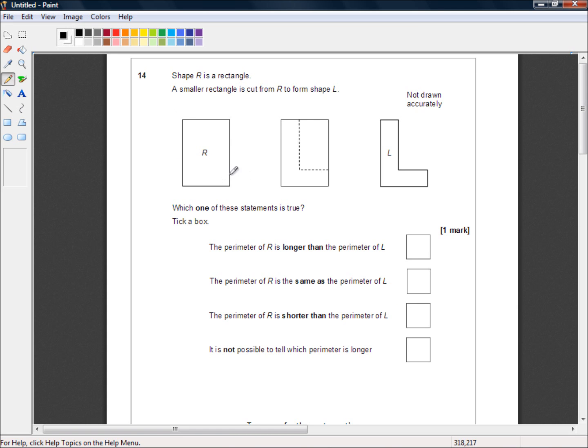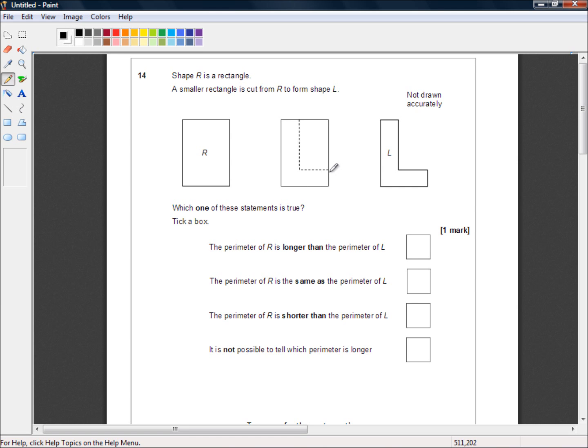We've got R, and we've chopped this little bit out, and we're left with L. Now, has that affected the perimeter? The perimeter is the distance all the way round. So let's go all the way around R and L, and we'll do both at the same time by using the middle one. So we're starting here. This length is the same for both. This length is the same for both.